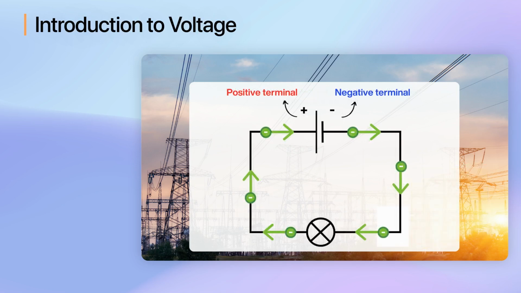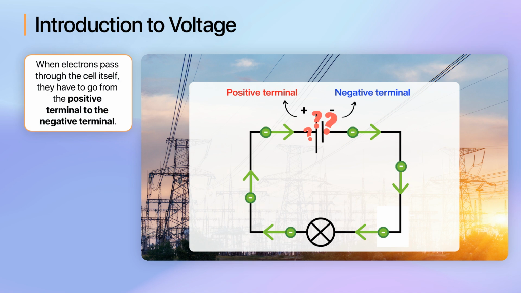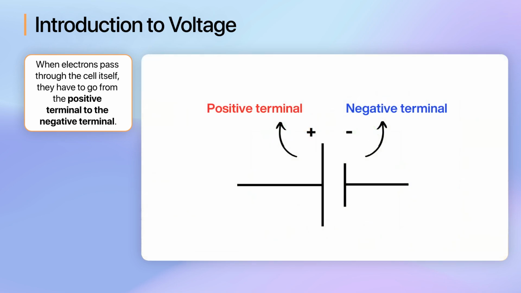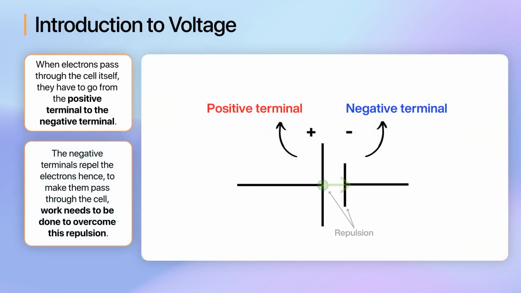Electrons flow from the negative terminal to the positive terminal in a circuit, as they're attracted to the positive terminal. However, what about when they have to pass through the cell itself? When electrons pass through the cell itself, they have to go from the positive terminal to the negative terminal. The negative terminal repels the electrons. Hence, to make them pass through the cell, work needs to be done to overcome this repulsion.